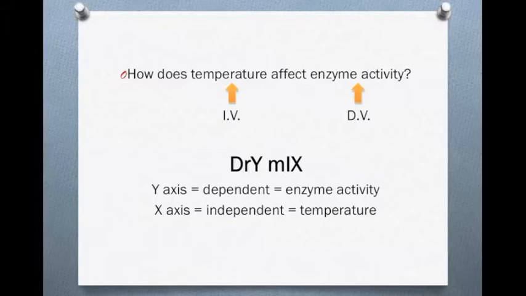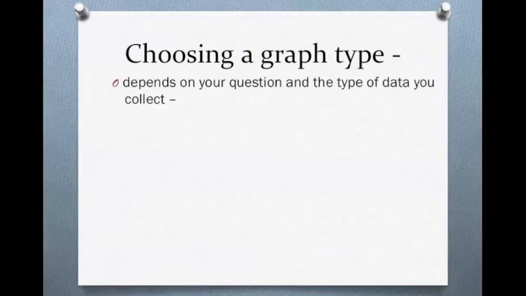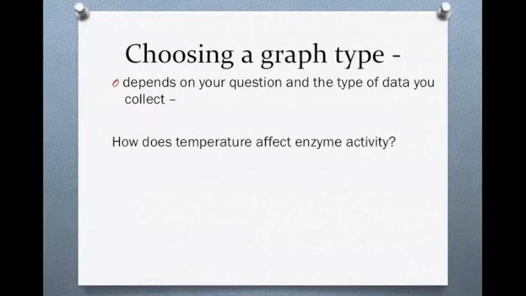Now, from here, I know what my axes should be. Now I need to choose a graph type, and your graph type really depends on your question and the type of data that you plan to collect. So be sure that you've thought that through before you ever start graphing, otherwise it could just get confusing. So how does temperature affect enzyme activity? That is my question. And in this case, I am planning to collect data, measurements made at discrete temperatures.